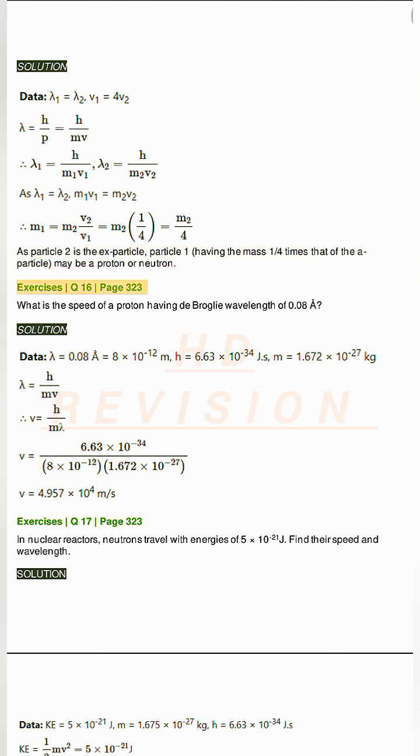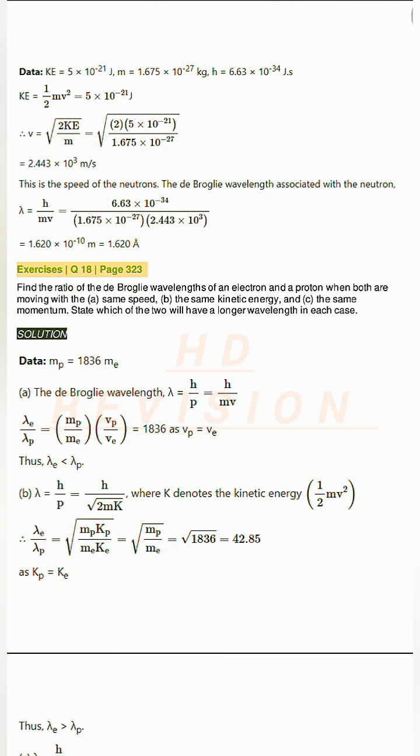Exercises Q16, page 323. What is the speed of a proton having de Broglie wavelength of 0.08 Å? Solution. Exercises Q17, page 323. In nuclear reactors, neutrons travel with energies of 5 × 10⁻²¹ J. Find their speed and wavelength. Solution.